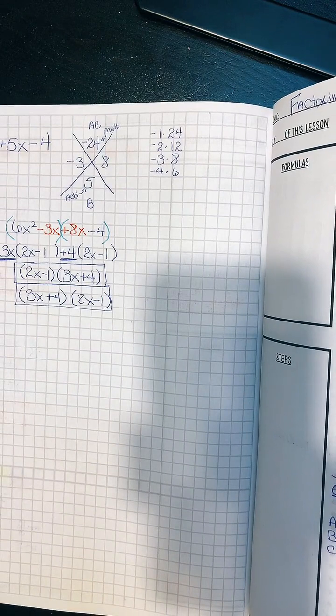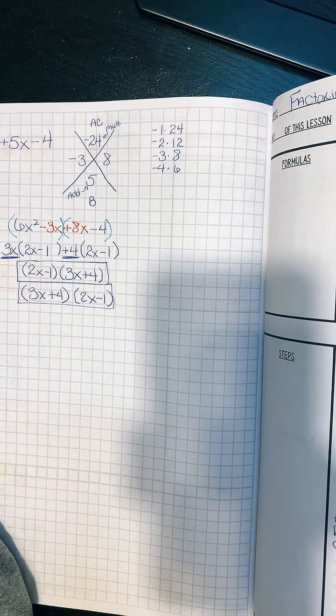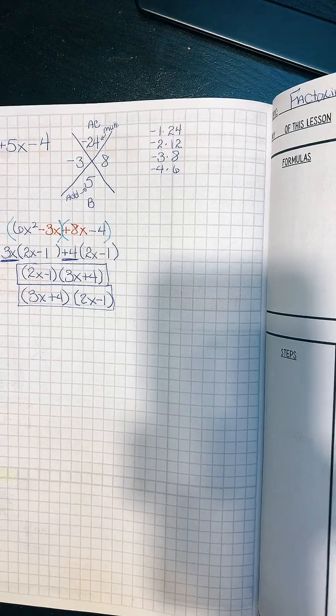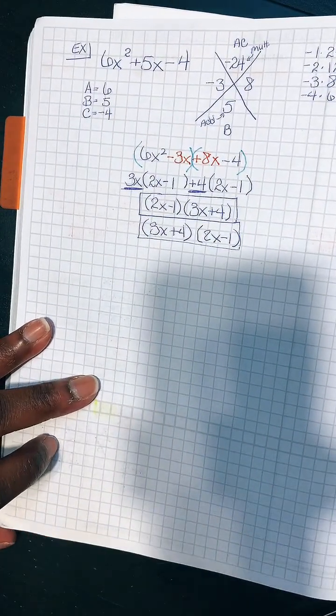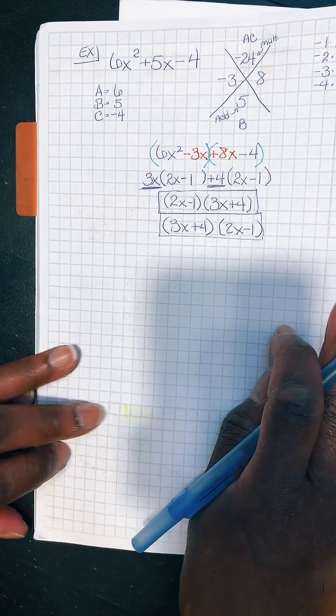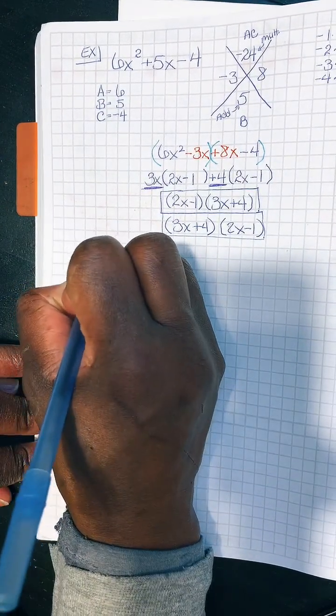So let me see. Okay, I used this one, and I used this one, and this one. All right, so I'm going to go back. Okay, back. And you're going to see, and this is called the AC method.